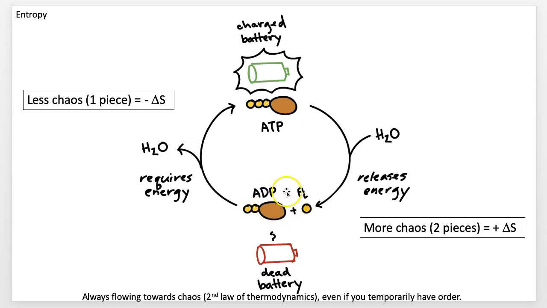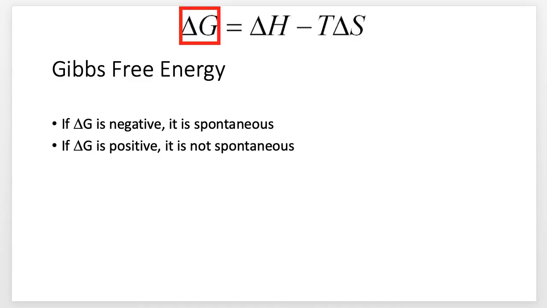Now, if I take my ADP and my phosphate and smash them together and build a bond, then I am now less chaotic, right? I took two things and I became one. So that is now less chaotic. So that is a negative delta S. There's less chaos in the system. Cool. Awesome. I'm kind of ignoring temperature for now.